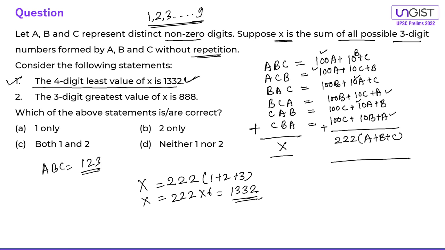Okay, everyone? So A is the correct choice. And the 3-digit greatest value of X is 888. In fact guys, what is 3-digit, what is 4-digit, that doesn't matter. The least value of X will be 1332, and obviously it's a 4-digit number. Only first is correct, B won't be correct. X cannot be a 3-digit number, X will start from 1332. Alright everyone, so one only will be the correct choice. Okay. Now let's move to the next one.